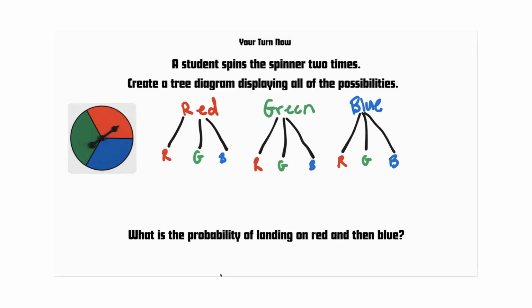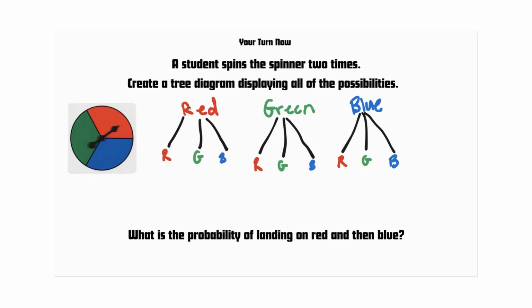Hey everybody, welcome back. All right, so the problem says a student spins the spinner 2 times. Create a tree diagram displaying all the possibilities. So that's exactly what I did. Notice the first line up here, we have red, green, and blue. That's spin number 1, and then down here is spin number 2.